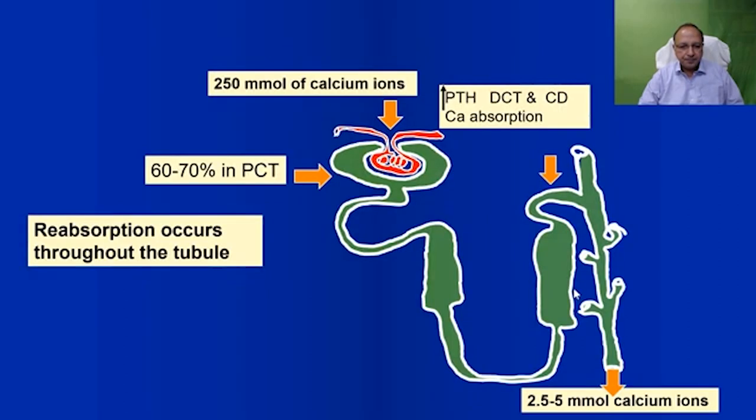So what we see here is that the reabsorption of calcium occurs throughout the nephron, but parathyroid hormone causes an increase in calcium absorption primarily in the distal tubule as well as in the collecting ducts. That causes a decrease in the loss of calcium ions from the nephron, and only 2.5 to 5 millimoles of calcium ions are lost. 60 to 70% are already absorbed in the PCT.